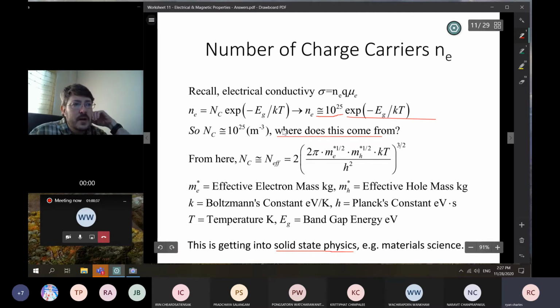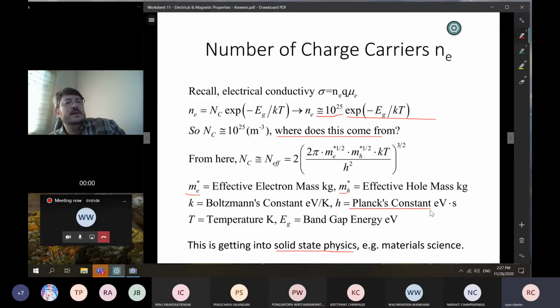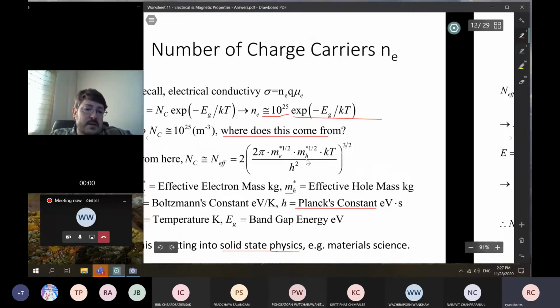Where does it come from? It comes from here. The density of states is approximately equal to the density of effective states here. 2 times 2 pi, and then a bunch of variables here. M sub E, effective electron mass. M sub H, effective hole mass. Think about that for a second. KT and H squared. H, Planck's constant. Remember that from high school physics? All right, so it comes from this equation.